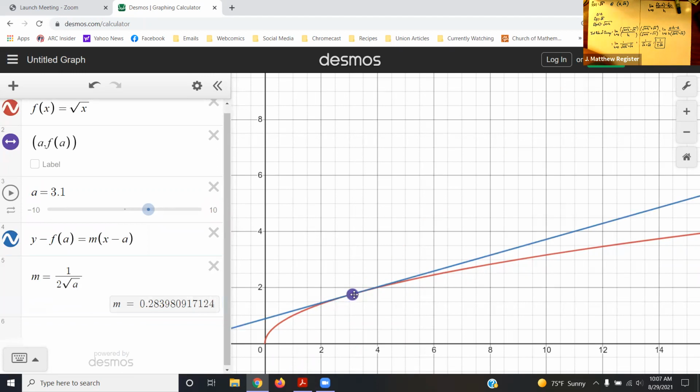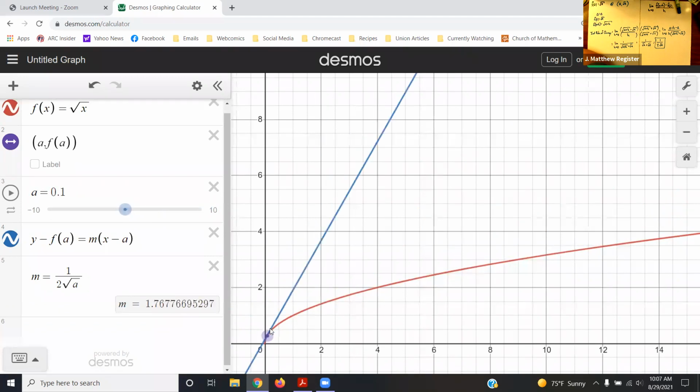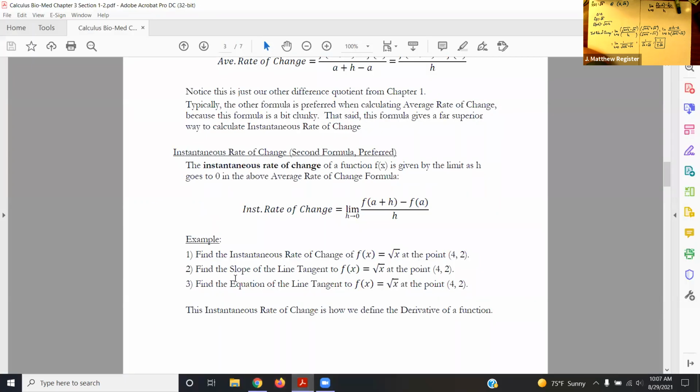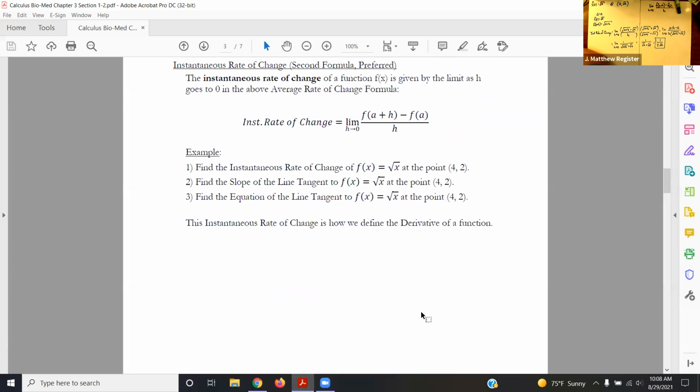Now, no matter where we are on this curve, we are going to get the equation of the tangent line. We have found a way to find the slope of every single point on this curve. And the slope at any given point on this curve is given by 1 over 2 square root of a. That is what we call the derivative. And so this instantaneous rate of change is how we define the derivative of a function.